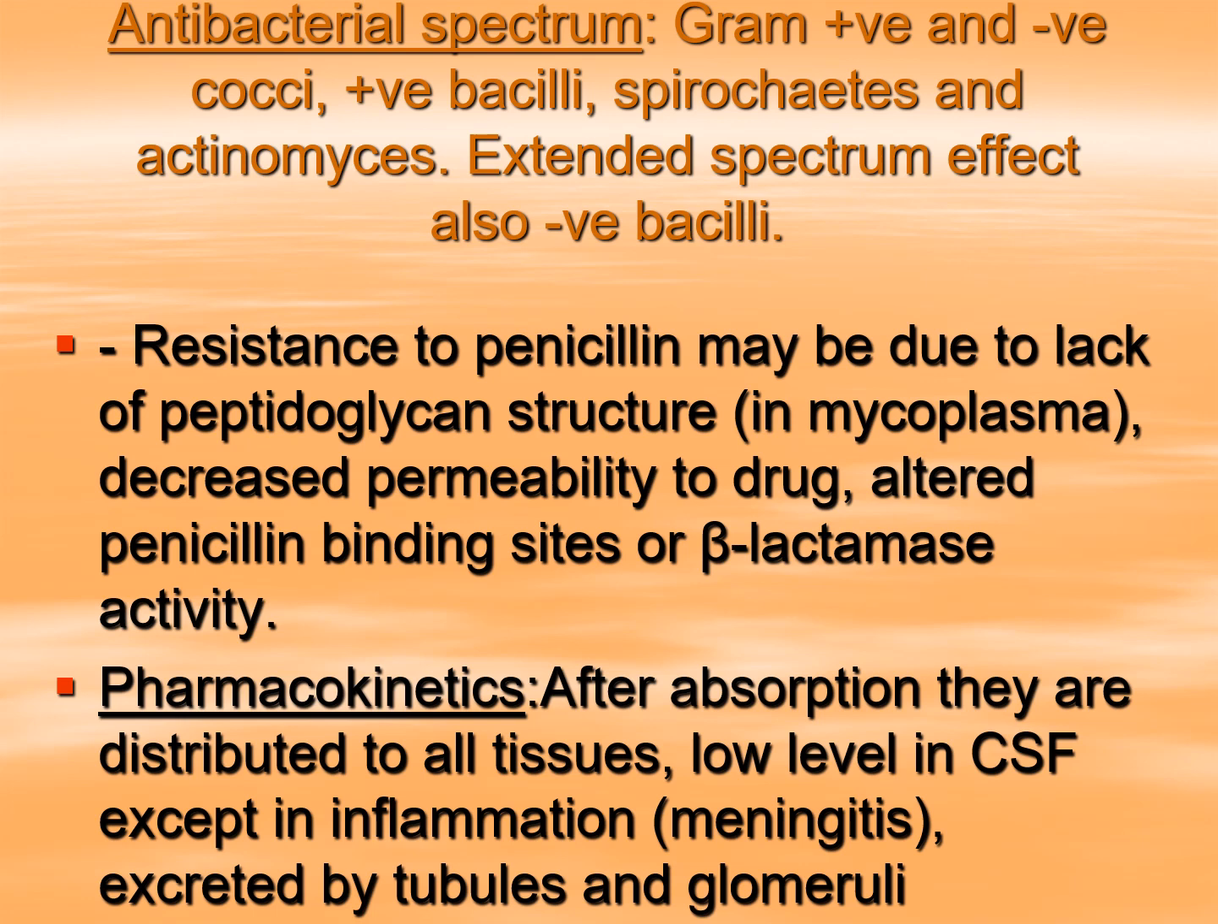Pharmacokinetics. After absorption, they are distributed to all tissues, with a low level in CSF except in meningitis because they can cross to the brain if there is inflammation. They are excreted mainly by tubules and partly by glomeruli.